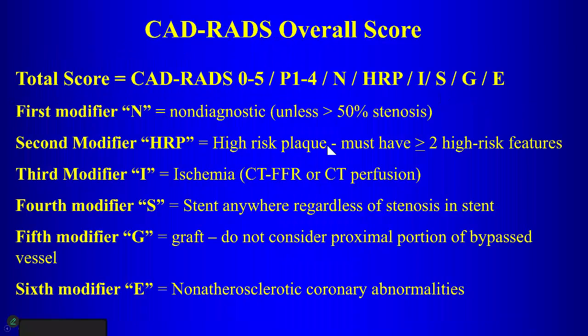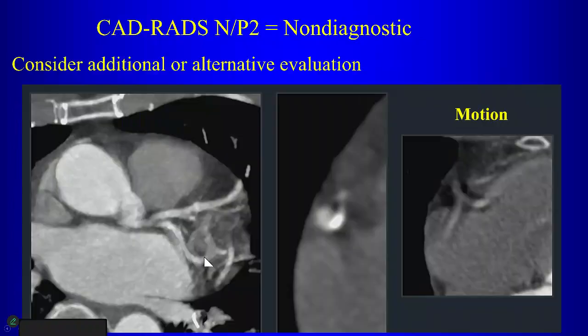So the overall scoring system will give a total score based on degree of stenosis, and then we have these modifiers that we've talked about. We've discussed these already, whether there's high-risk plaque, whether there's evidence of ischemia, if there's a stent, if there's a graft, and then if there are non-atherosclerotic coronary abnormalities, then you would describe those also, but in the scoring system you would indicate that one is present with the E modifier.